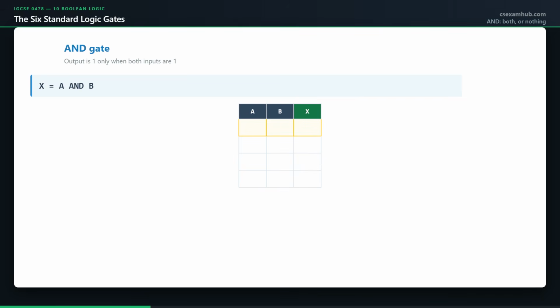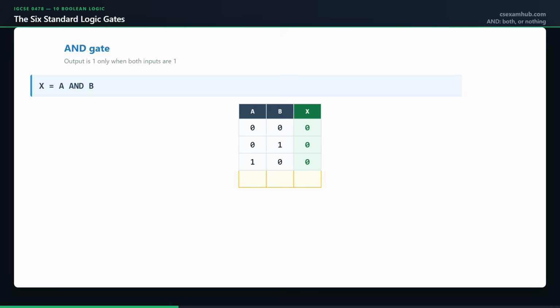AND has 2 inputs and 1 output, and the rule is that the output is 1 only when both inputs are 1. Let us build the table properly. First row, A is 0 and B is 0. Neither is on, so the output is 0. Second row, A is 0 and B is 1. Only one of them is on, and AND demands both, so the output is still 0.